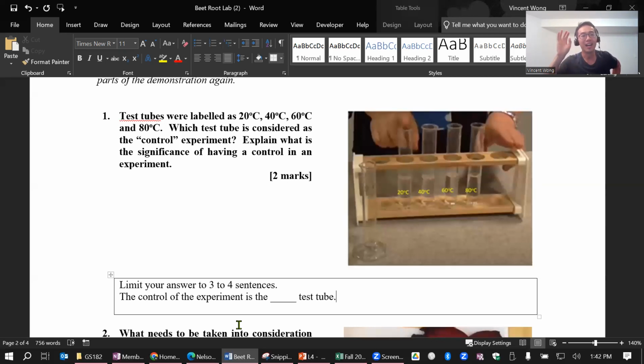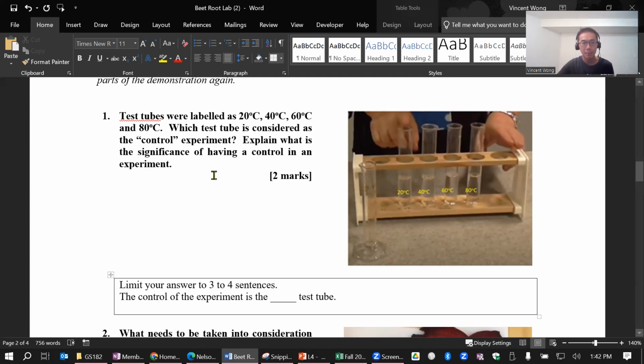Now, for those of you who are struggling, the control is the one that has not been modified, the one that has not been changed. Think about the example we did in class: the people receiving the vaccine and the people not receiving the vaccine. The group that is not receiving it is the control. So which one is the control?